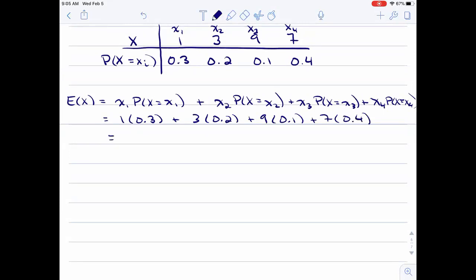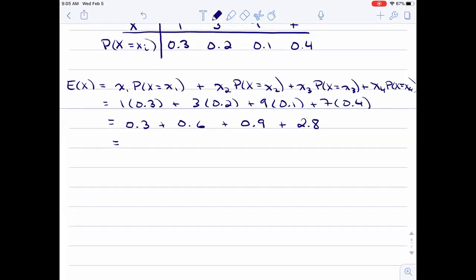So I get 0.3, 3 times 0.2 is 0.6, 9 times 0.1 is 0.9, and 7 times 0.4, I get 2.8. My expected value here, if I add these all up, is 0.3 plus 0.6 plus 0.9 plus 2.8, which is 4.6.